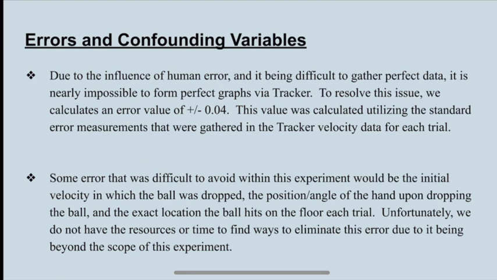Due to the influence of human error, it's pretty difficult to gather perfect data, and it's nearly impossible to form perfect graphs via Tracker. To resolve this issue, we calculated an error value of plus or minus 0.04, which was derived from the standard error measurements that we gathered in the Tracker velocity data for each trial. Some of the error that was difficult to avoid would be things like the position or angle of the hand when the ball was dropped, the initial velocity of the ball when dropped, and the location of the ball when it hit the floor. But these are all things that are beyond the scope of this experiment.